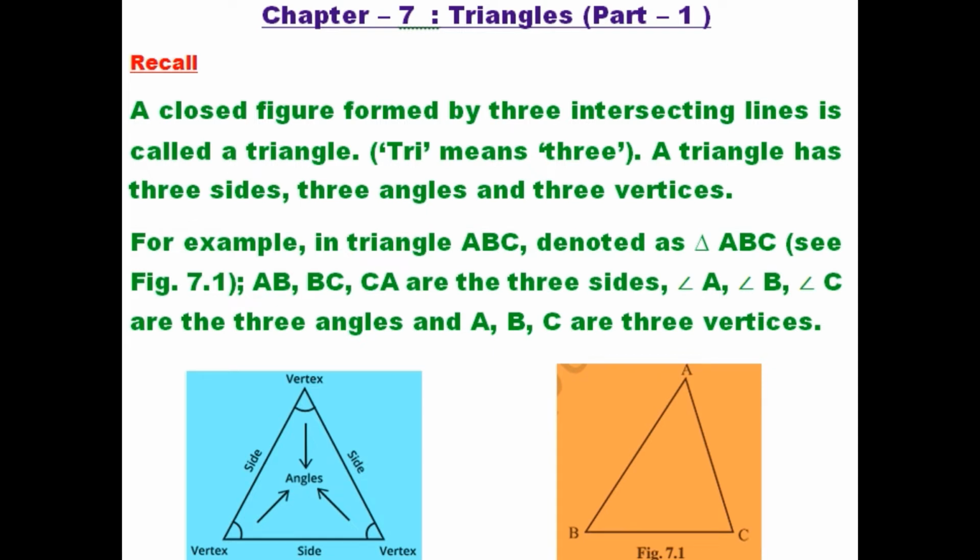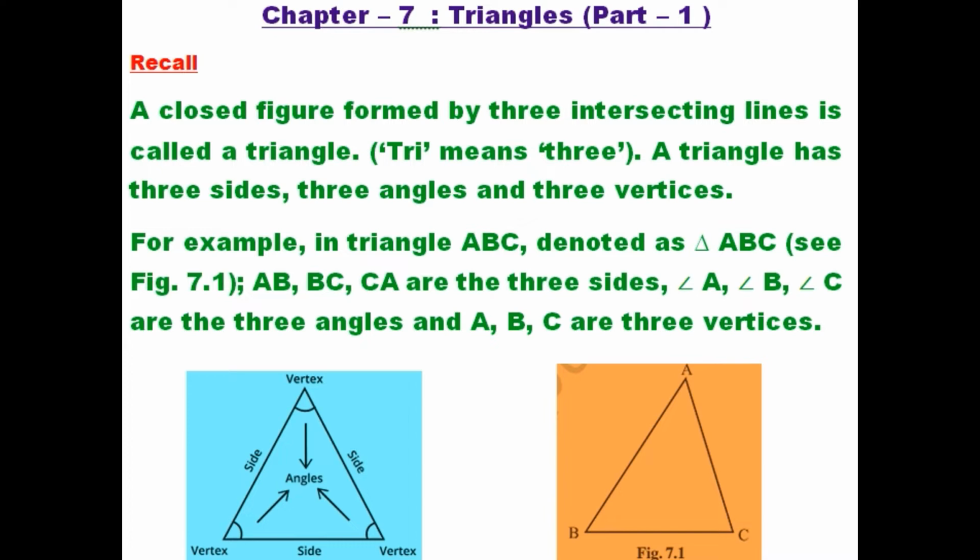A closed figure formed by three intersecting lines is called a triangle. Tri means three. A triangle has three sides, three angles and three vertices. You see the diagram. You have three vertices, three sides and three angles.